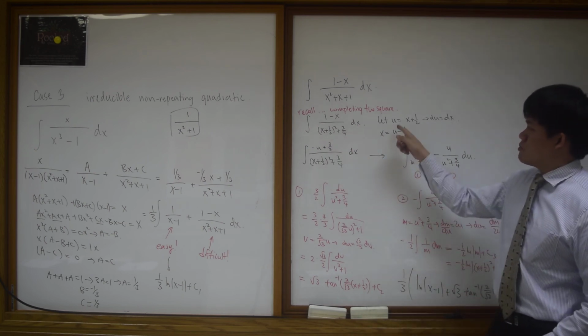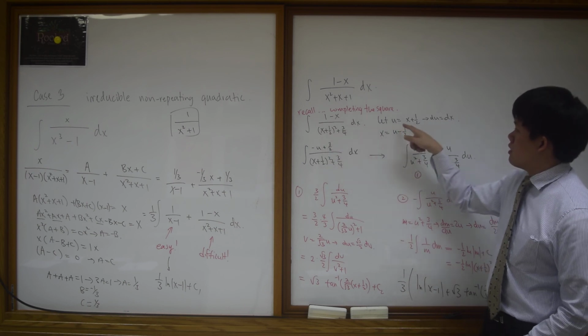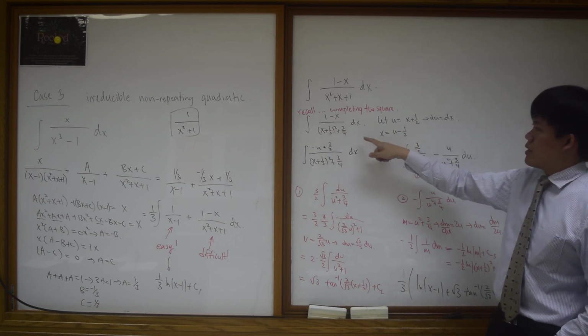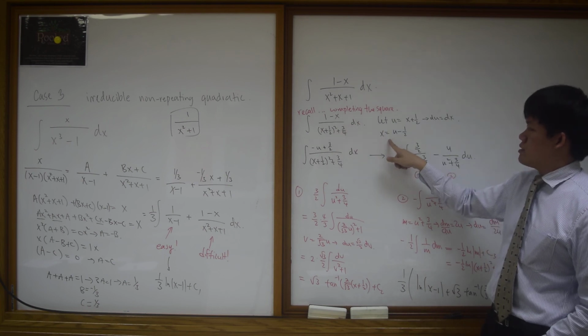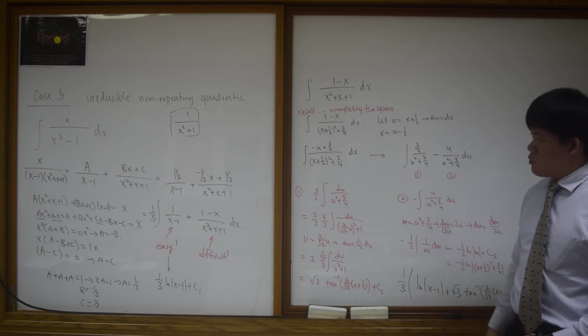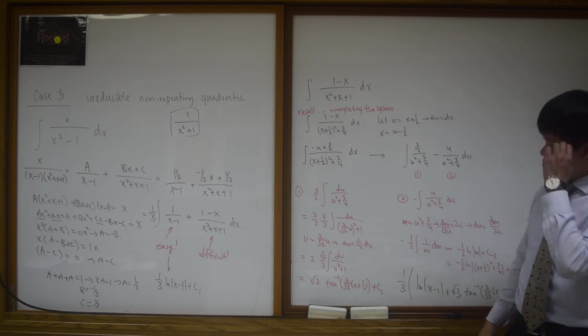Now, make another u substitution here. U is equal to this. You end up with x plus 1/2 equals u. And that implies du equals dx. And because we have an x here, we have to write x equals u minus 1/2, from the equation we came up with for the substitution.